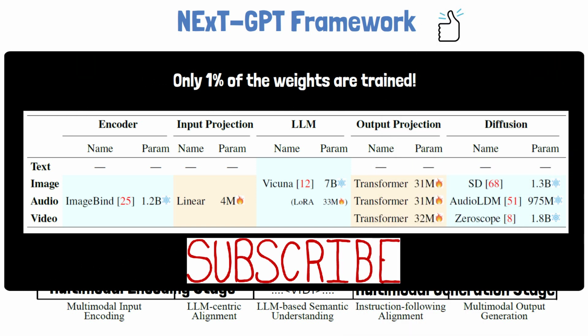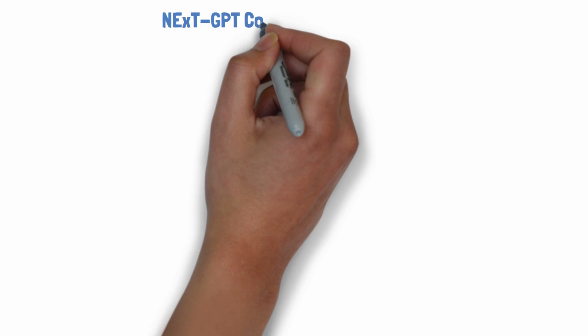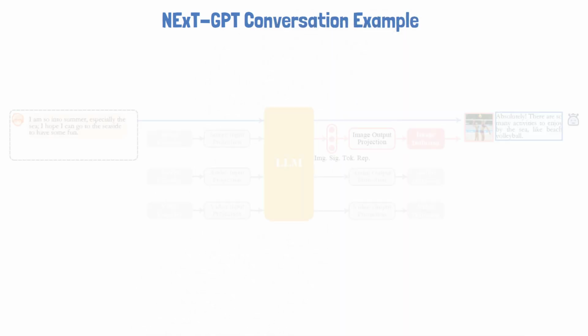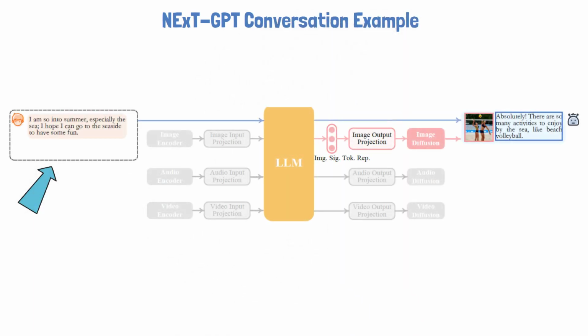Let's look at an example from the paper for a conversation with NExT-GPT. On the left we see a text prompt which is being fed into the LLM, talking about going to the seaside during the summer.